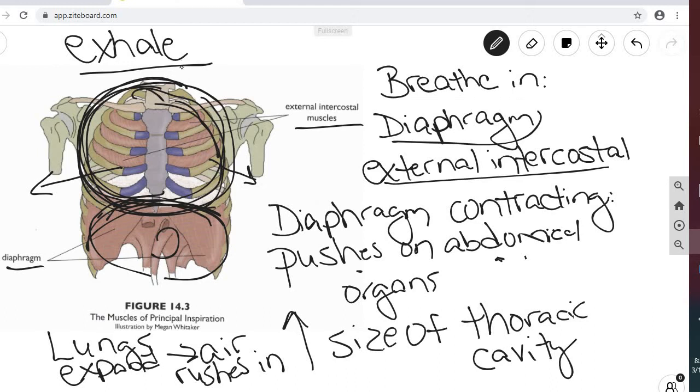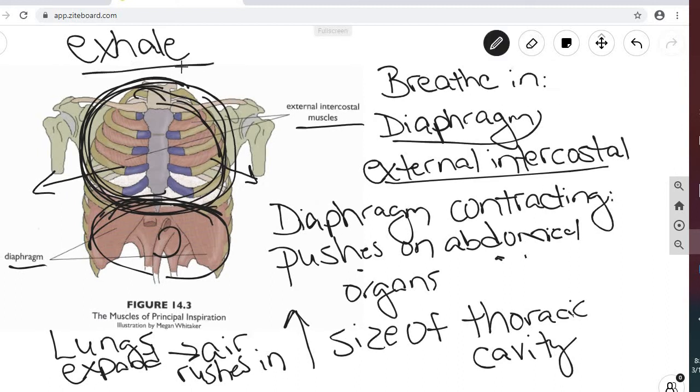If you are going to do a forced exhale, so if you're going to push out as much of the air in your lungs as you can, then you'll contract your abdominal muscles more. That pushes the abdominal muscles against the diaphragm, and that reduces the thoracic cavity even more. When you reduce the size of the thoracic cavity, that pushes on the lungs, and you can force even more air out of them.